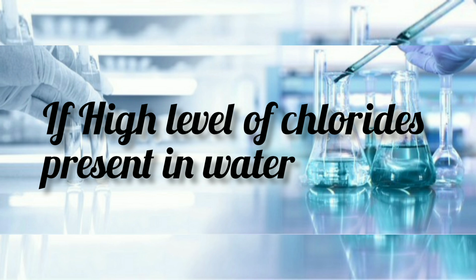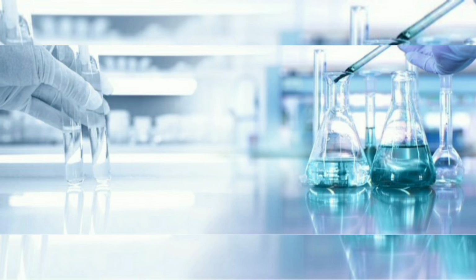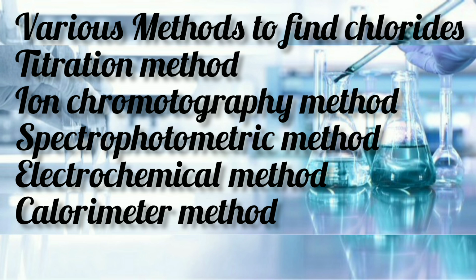Let us see how many methods there are to find out the chlorides in water. We have various methods: the titration method, ion chromatography method, spectrophotometry method, electrochemical method, and colorimetric method. These are the five methods to find out the chlorides in water. Here I am using only the titration method, and I will explain those methods also.